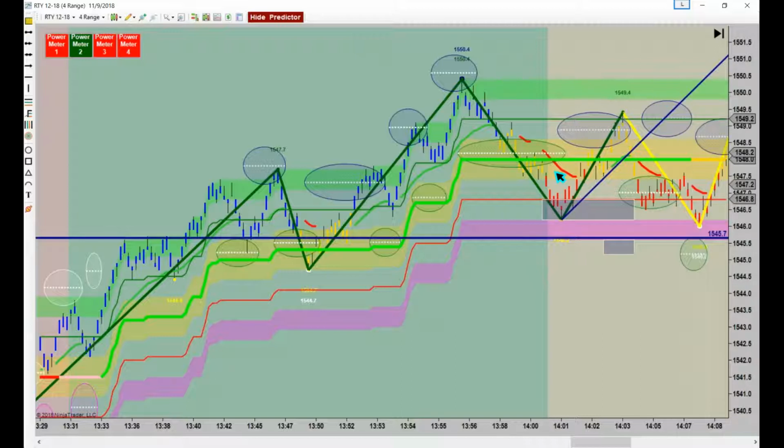What you're looking for as a very high probability trade is your first time in the mid band after a trend change. That trade is worth its weight in gold. This trade right here, in my opinion, is worth its weight in gold. That's a good trade.